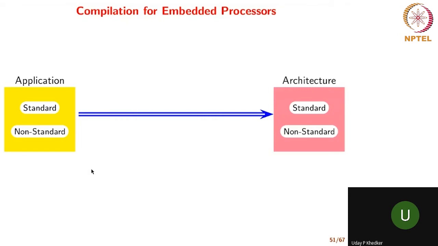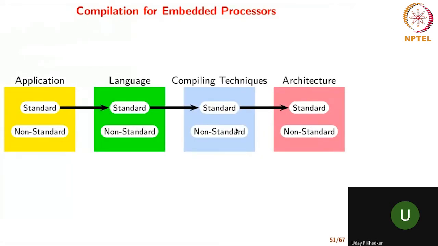How do we compile? So, for example, let's take compilation for embedded processors. So you have an application and you have an architecture. The application may have standard features or it may have non-standard features. The architecture may have standard features or it may have non-standard features. What we normally study is a standard application, a conventional application in a conventional language with a conventional compiling technique and a conventional architecture. However, the scene is disrupted when you bring in non-standard application features, language features, compiling techniques, or architecture features.